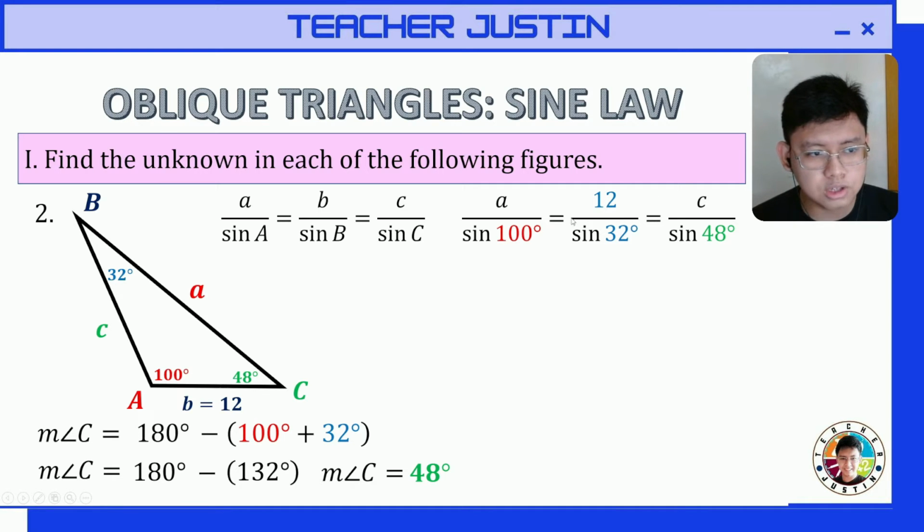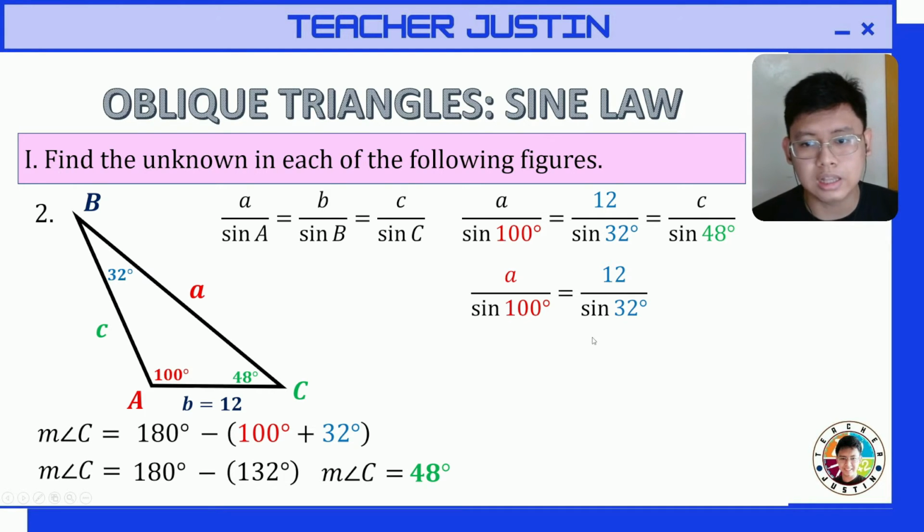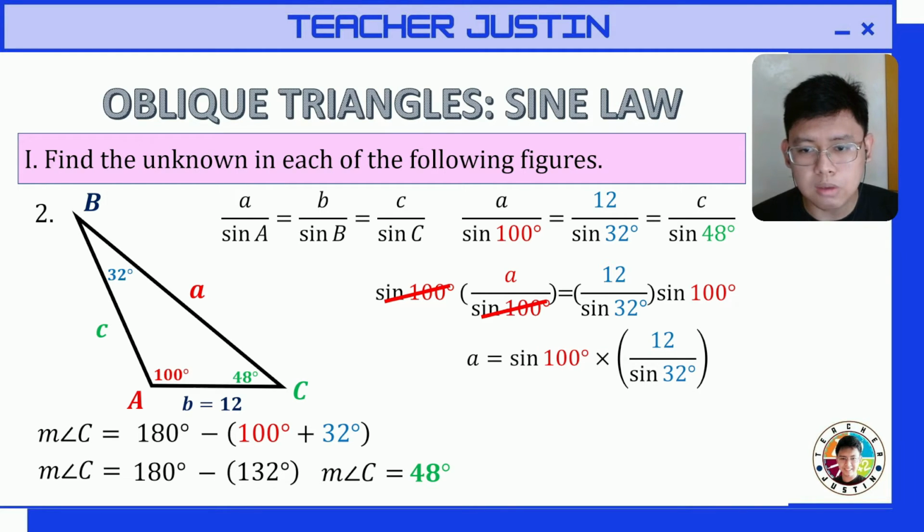So, yung kompletong fraction natin is 12 over sine 32 degrees. Kasi nandun yung numerator natin, may value yung denominator natin. Now, let's solve for the missing sides of A. So, equate natin yung complete fraction natin kay A over sine 100 degrees. Okay? Now, let's multiply both sides by sine 100 degrees para ma-isolate natin yung ating variable A.